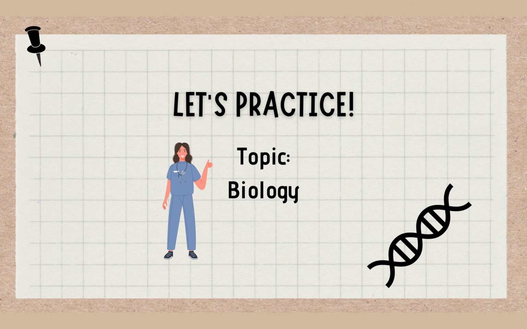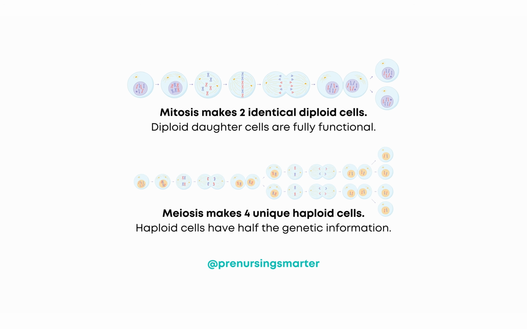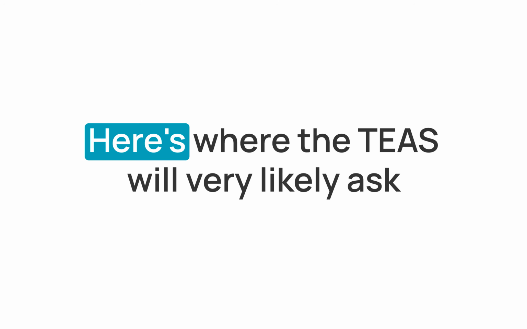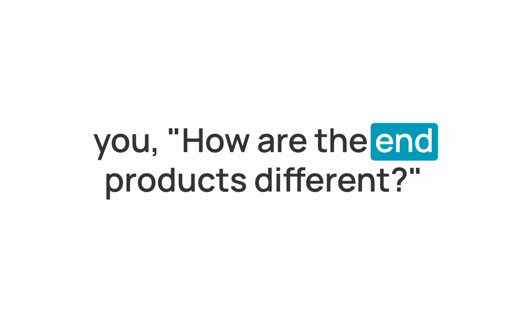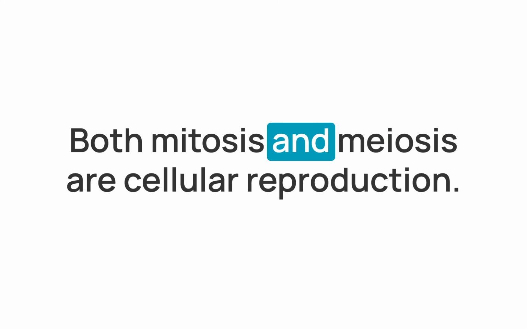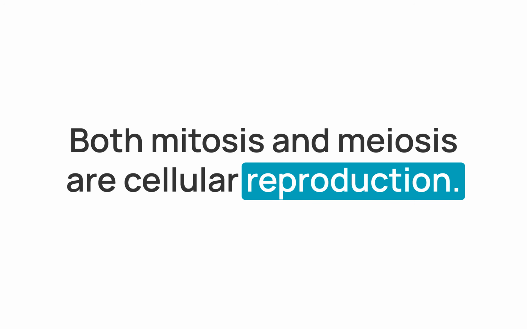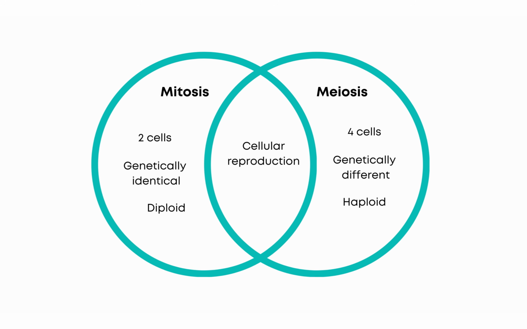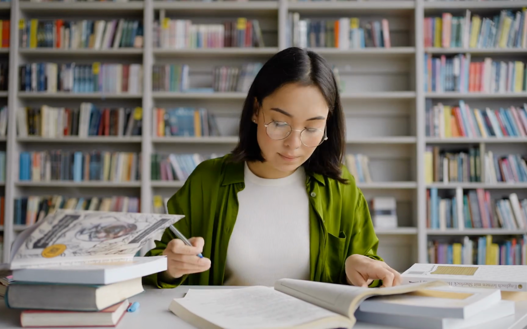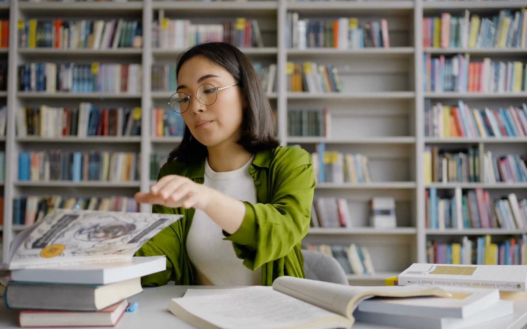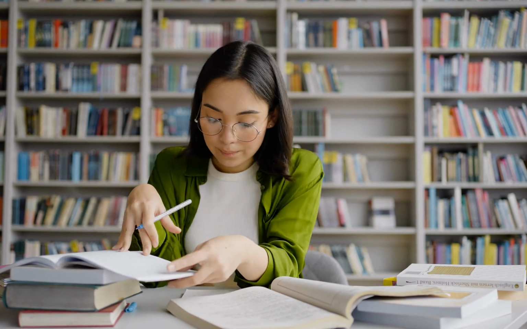Let's practice this with biology. So you need to know about mitosis and meiosis. Then here's where the TEAS will very likely ask you, how are the end products different? Both mitosis and meiosis are cellular reproduction. One cell turns into more than one cell. Mitosis, however, has two cells that are genetically identical and are diploid. Meiosis, on the other hand, makes 4 cells that are genetically different and haploid. Do you know what those terms mean? Maybe you need to go put diploid and haploid on flashcards and refresh them.